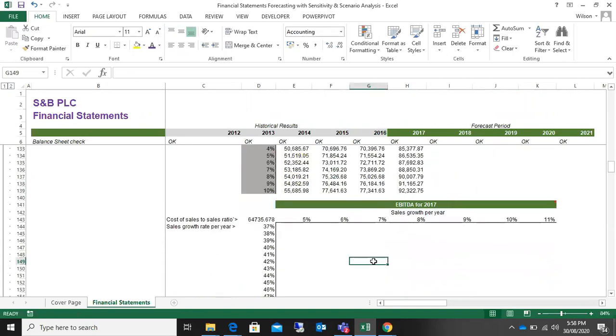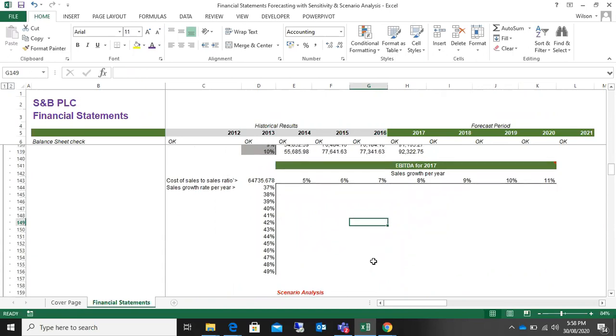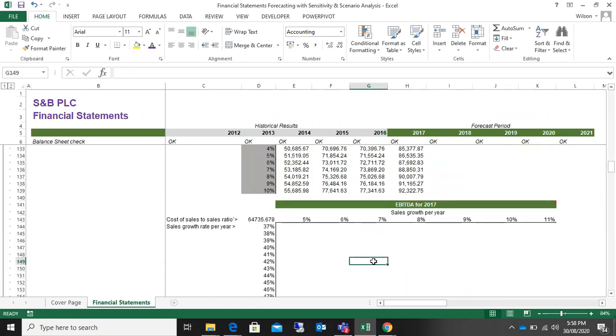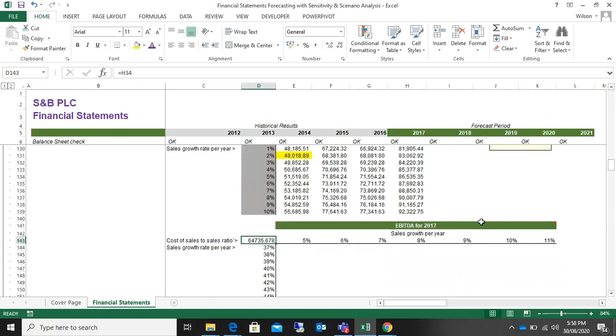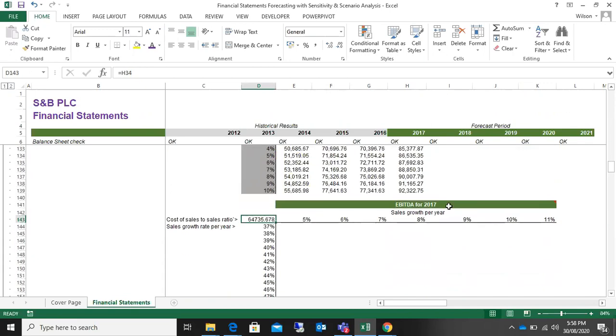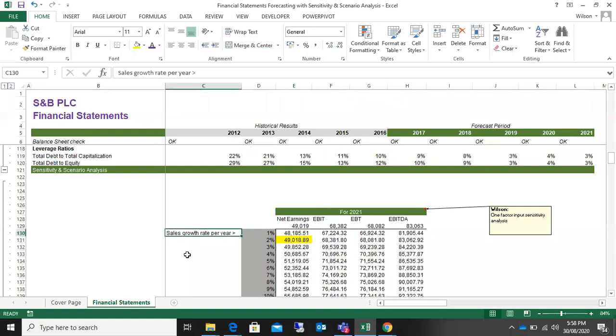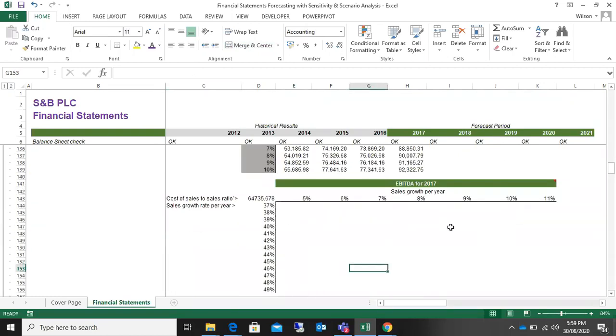Now let's go to a two-factor sensitivity analysis. For a two-factor sensitivity analysis, you're going to be considering both the column and the row. We want to take a look at EBITDA and at the same time sales growth rates. But we are not just picking one assumption. Here we are taking two assumptions, which is cost of sales to sales ratio and sales growth rate per year. So cost of sales to sales ratio will be horizontal, while sales growth rate per year will be vertical.